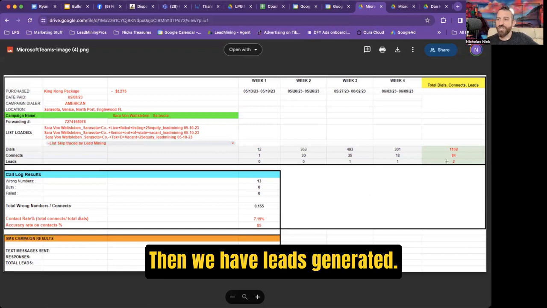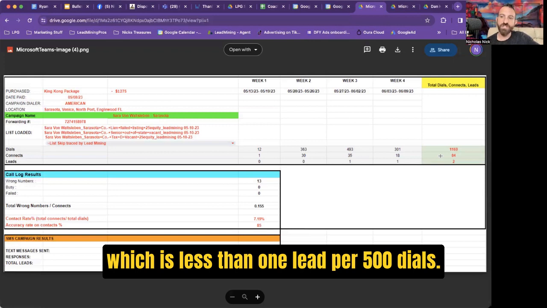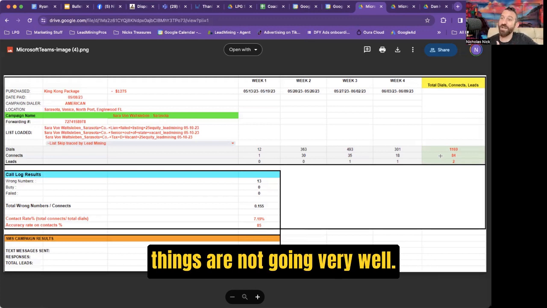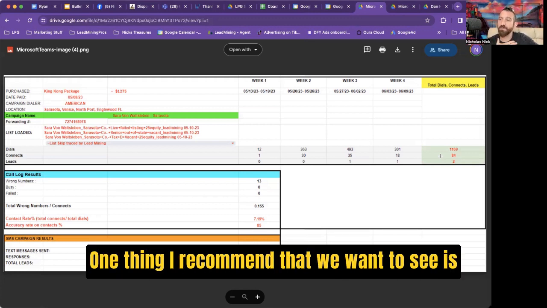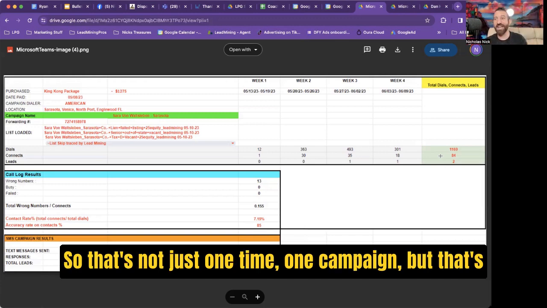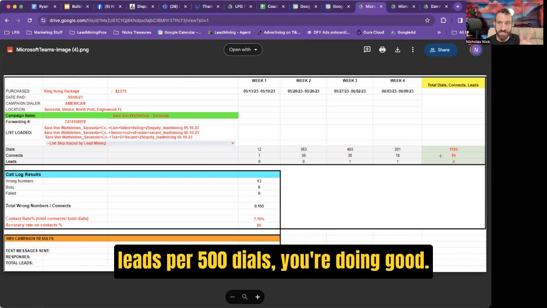Then we have leads generated. We only generated 2 leads on 1,100 dials, which is less than 1 lead per 500 dials. So that is definitely an indicator that things are not going very well. One thing I recommend is that we want to see a minimum of 2 leads per 500 dials on average. That's not just one campaign, but over a series, maybe a month or over 2,000 dials. If we're averaging a minimum of 2 leads per 500 dials, you're doing good.